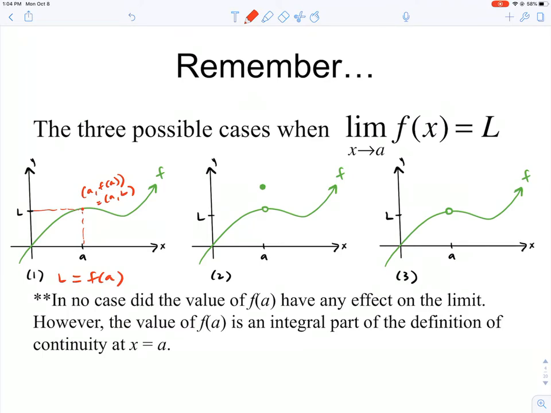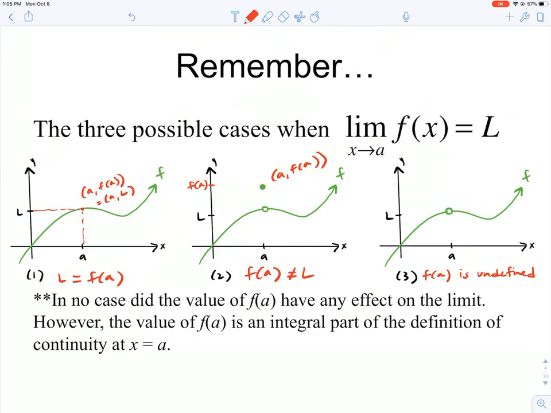Okay. The second case was the limit existed, but the function evaluated at a was not equal to L. It was equal to some other value, right? So this up here would be f of a, right? This would be the point a comma f of a. And then the last case was when the function was undefined at x equals a. So f of a is undefined when there's like a hole in the graph, okay?